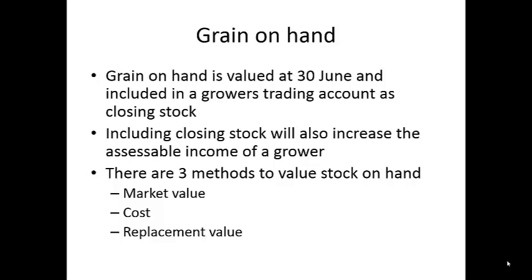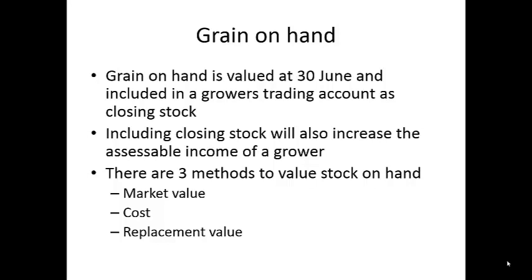Grain on hand is valued at 30 June each year, and it is effectively any grain a grower has in their possession at that time. So to give a simple example, if a grower has $30,000 worth of wheat in a silo on their farm at 30 June, their grain on hand or closing stock will be $30,000. The other side of that transaction will affect the income disclosed in the grower's tax return by the same amount. So to recap, even though the grower hasn't sold the grain, it's still disclosed in their tax return.